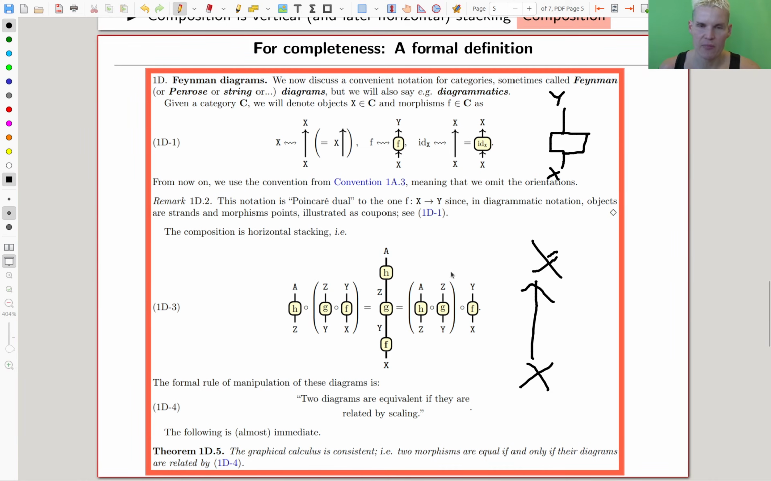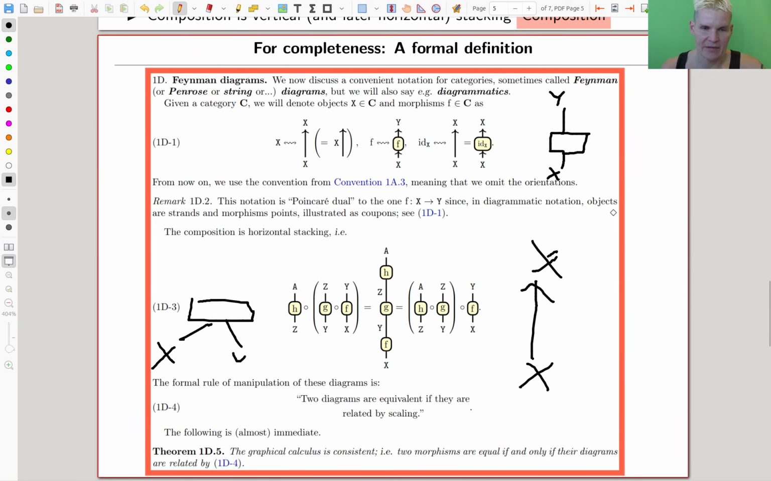It's kind of Poincaré dual to the classical notation. And identity morphisms are usually just invisible. I just don't draw them anymore. Composition is stacking, and you have this beautiful theorem that two diagrams are equivalent if they're related by scaling. So right now the calculus is really just one-dimensional. You just stack these diagrams on top of one another. But you could have something later. Right now we don't have that yet.